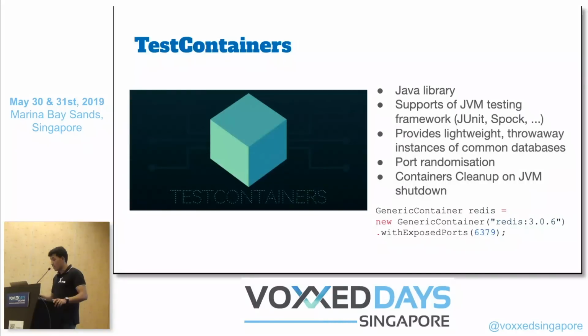One library worth mentioning here is Testcontainers. It's a great Java library that has a couple of features: it integrates easily with popular JVM testing frameworks like JUnit, it provides lightweight, throwaway instances of common databases, and it offers port randomization. My favorite feature is that it automatically cleans up containers after the JVM shutdown.